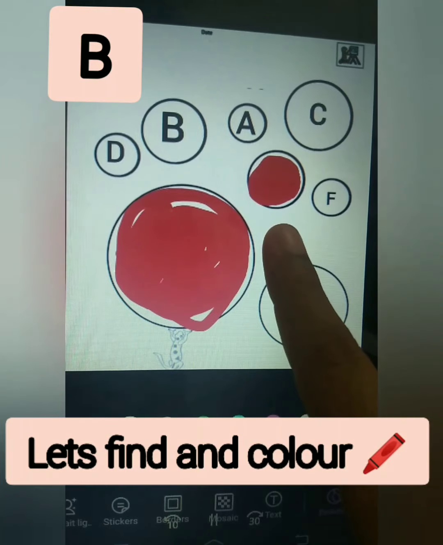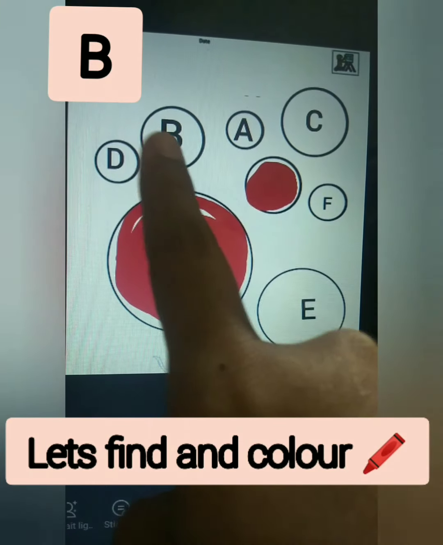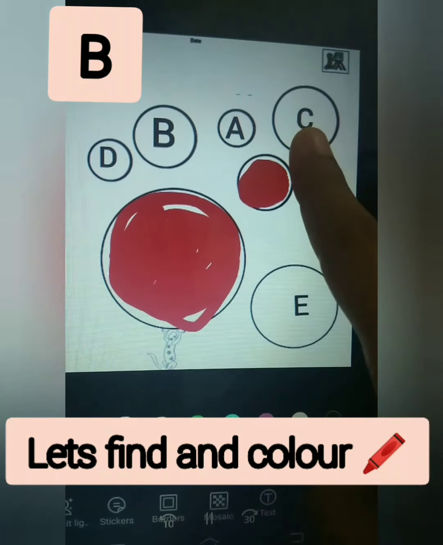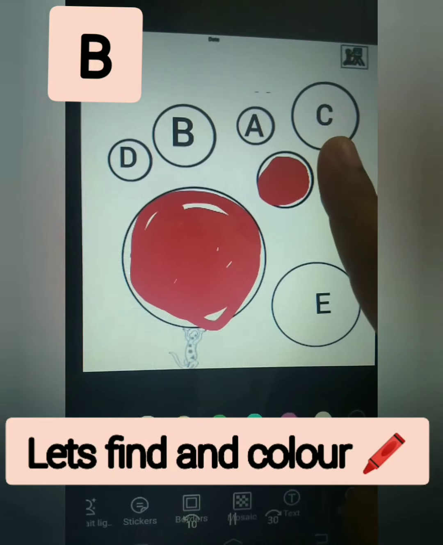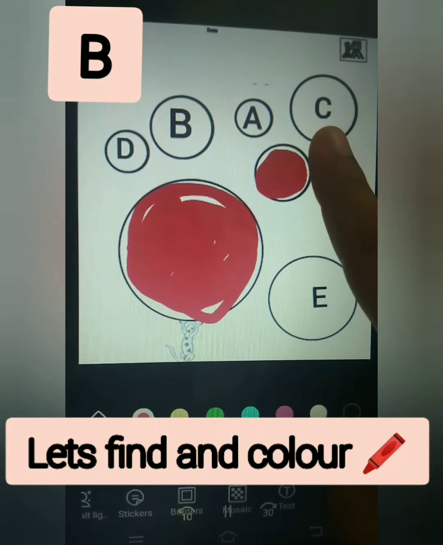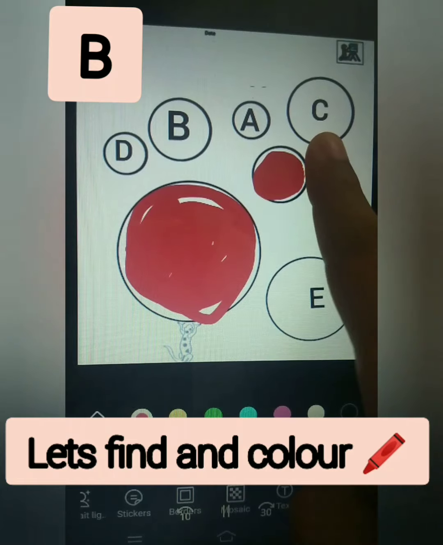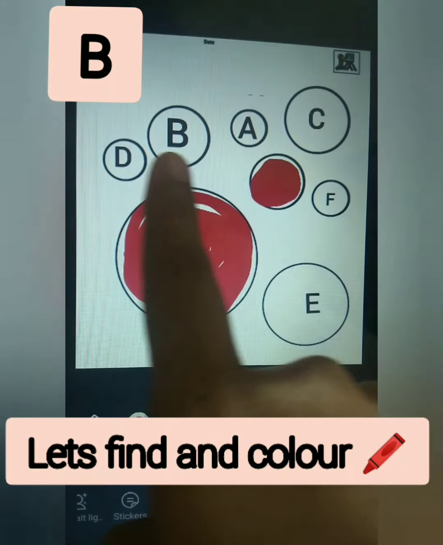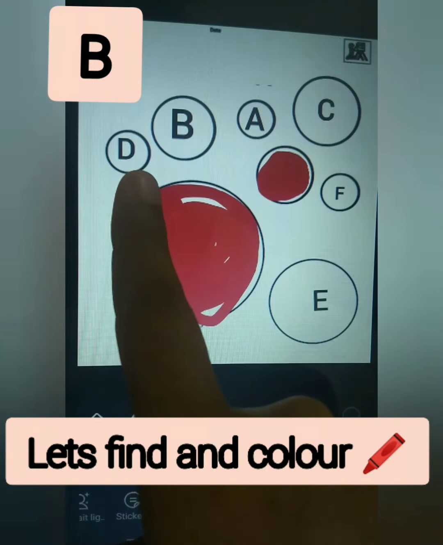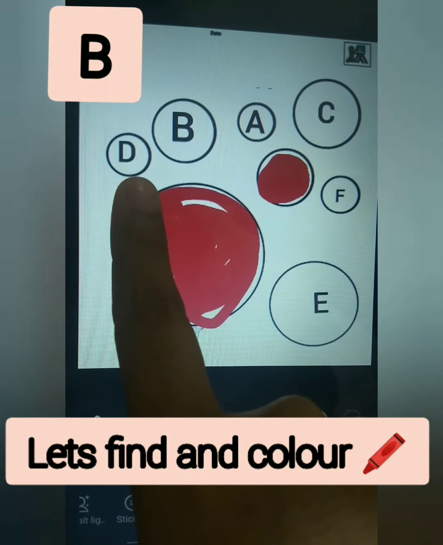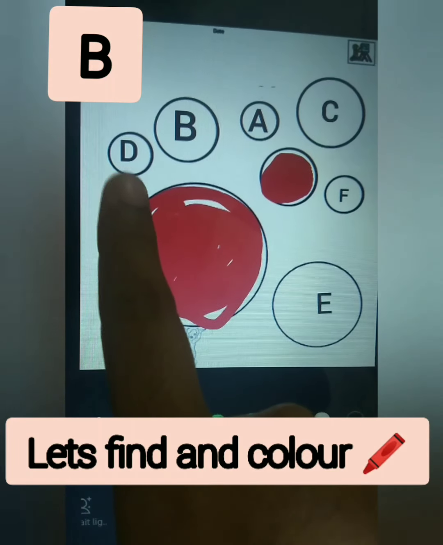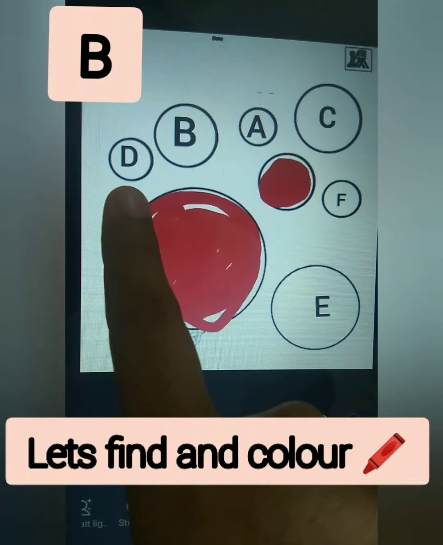And now, where is letter B? Is this letter B? No, it's letter C. Okay, where is B? Where is B? Is this letter B? No, it's letter D. So we can't color it.